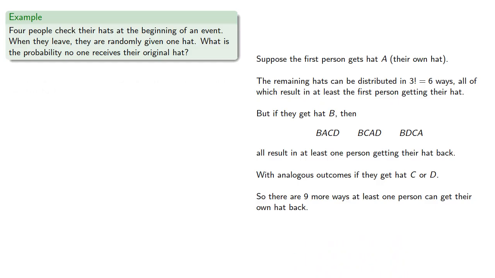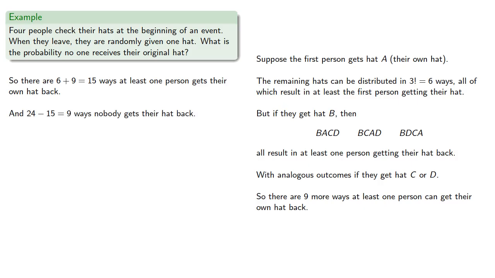And so there's 6 plus 9, 15 ways at least one person gets their own hat back. And so 24 minus 15, 9 ways that nobody gets their hat back. So the probability no one gets their hat back is 9/24, again, 0.375.